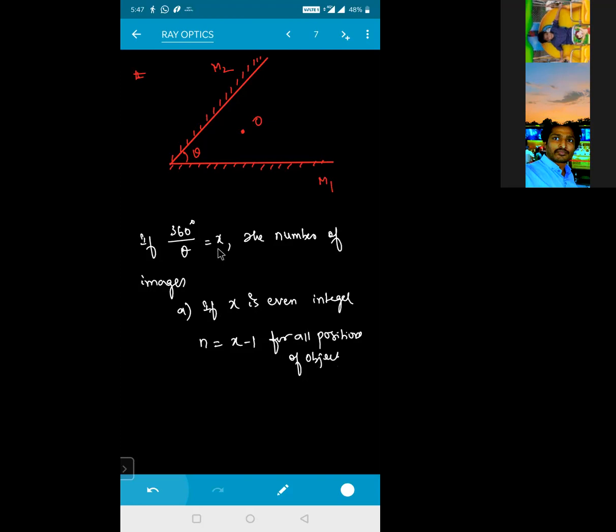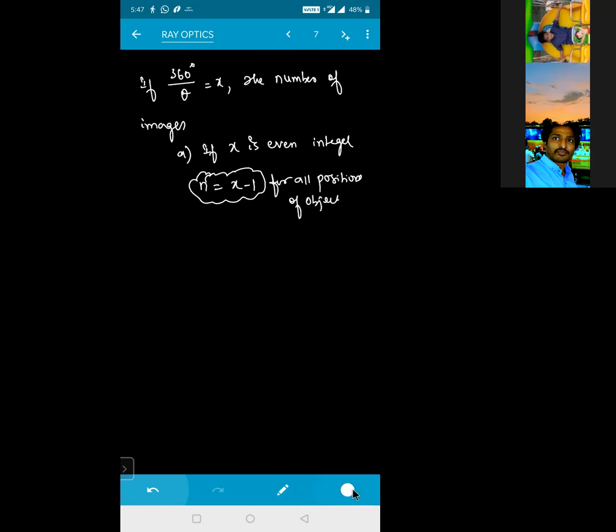If 360 by theta is x and x is an even integer, the number of images will be equal to how much? x minus 1.